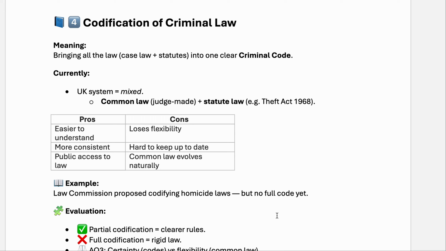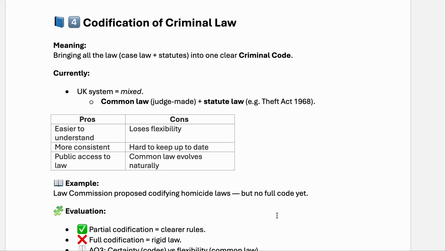Now, England and Wales have a bit of a mixed system. Most criminal law comes from common law. Now, we know that means from cases decided by judges, but there are also important statutory offences like those in the Theft Act, for example. Basically, it's part recipe book and part family tradition.